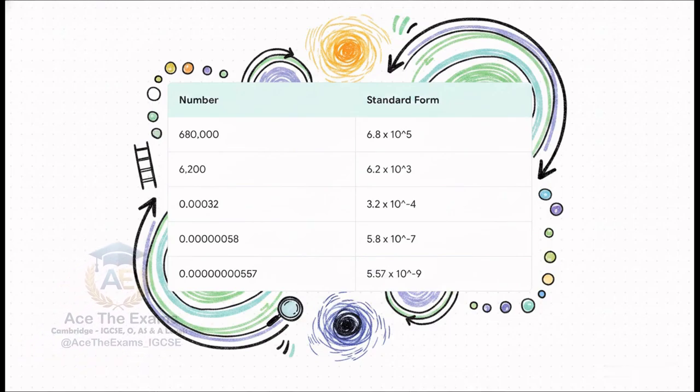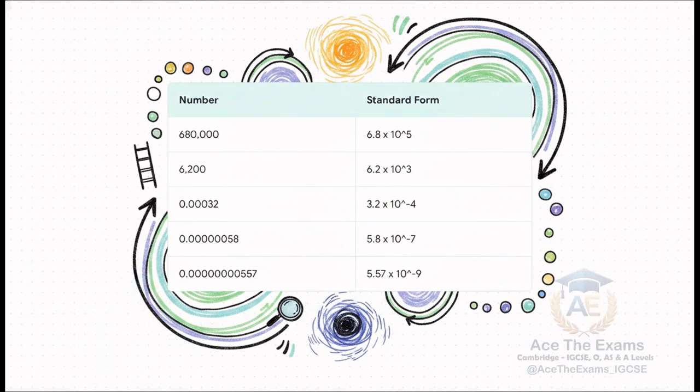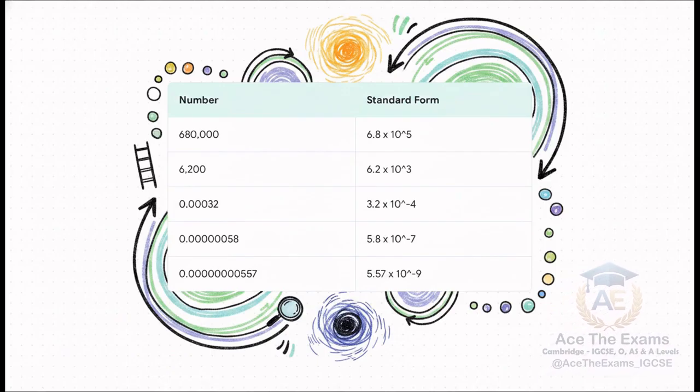Here, we've organized various values entirely by magnitude. At the top, 680,000 compresses nicely into 6.8 times 10 to the fifth. Then, look all the way down at the bottom. A tiny, tiny fraction like 0.00000000557 compresses effortlessly into 5.57 times 10 to the -9.